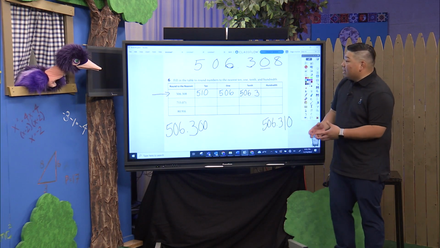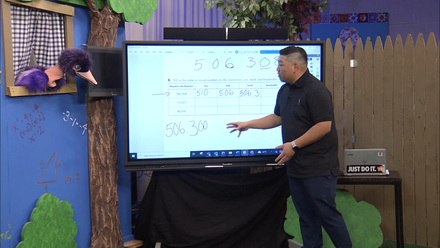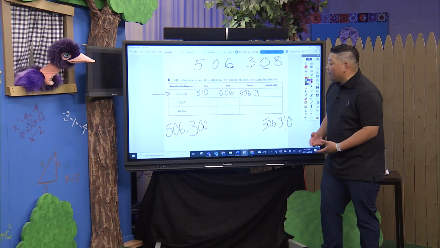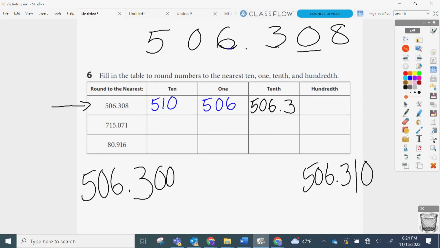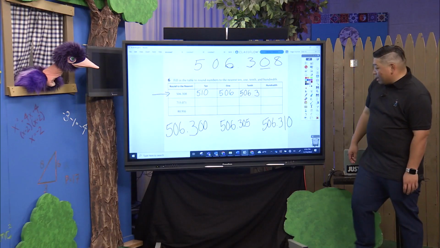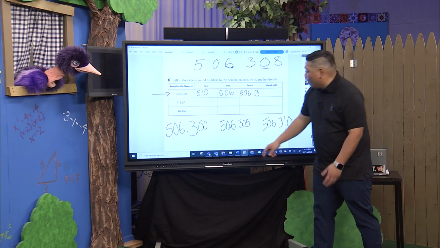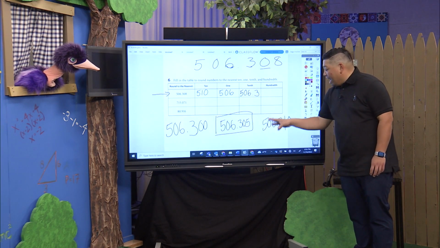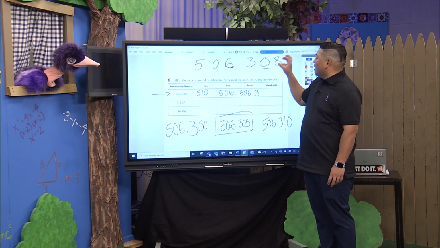That middle number really helps us figure it out, because we can compare it to our number to see whether it's greater than or less than. The middle of 506 and 30 hundredths and 506 and 31 hundredths would be 506 and 305 thousandths. So now we can compare 506 and 305 thousandths to 506 and 308 thousandths.